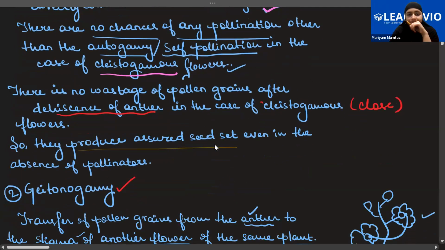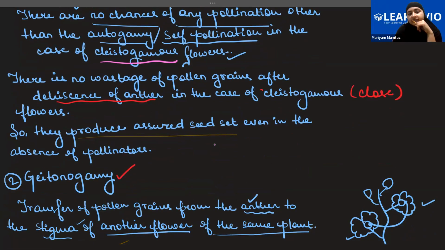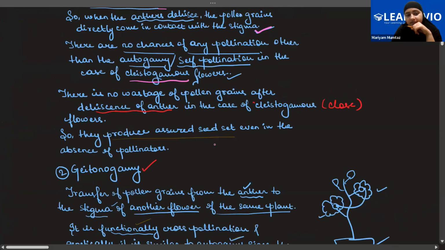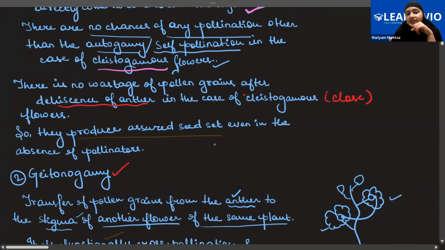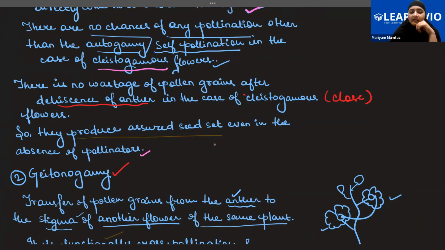Now, in the case of a clistogamous flower, since the pollen grains of the same flower are going to pollinate, there is no wastage of pollen grains either, because they are not going into the air or the environment. So there is no wastage of pollen after the dehiscence of the anther in clistogamous or closed flowers. So they produce assured seed set even in the absence of pollinators. Clistogamous flowers do not require anyone to help them pollinate because it will happen naturally.